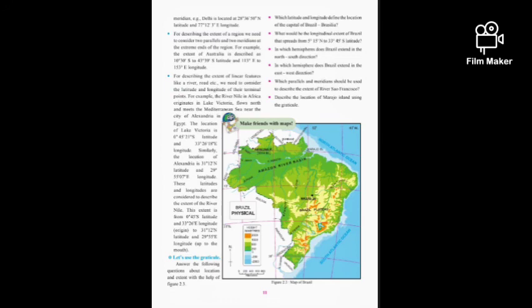Which parallels and meridians should be used to describe the extent of river Sao Francisco? And the last one is to describe the location of Marajo Island using the graticule. Till now you know the meaning of graticule. Describe the location of Marajo Island, which is on the northwestern side of Brazil.